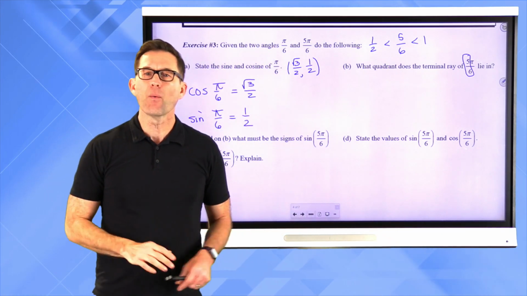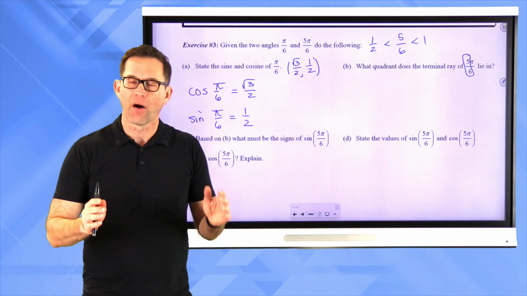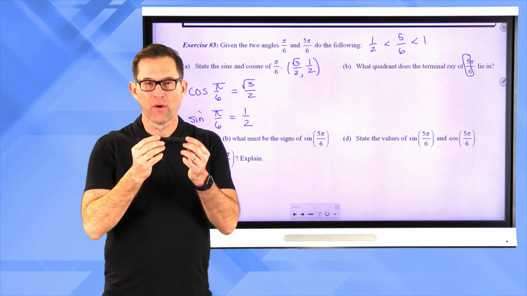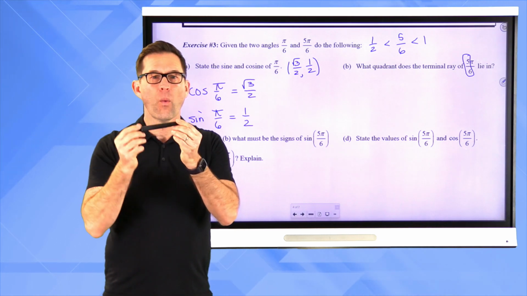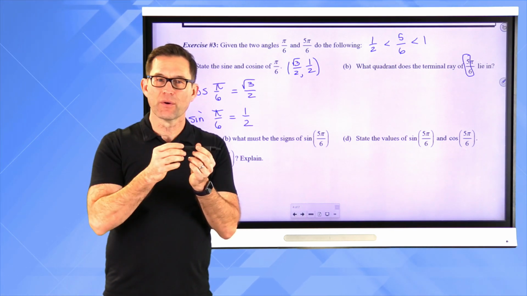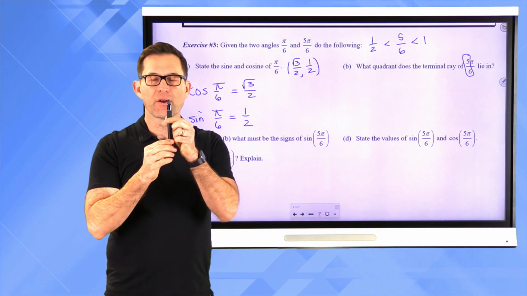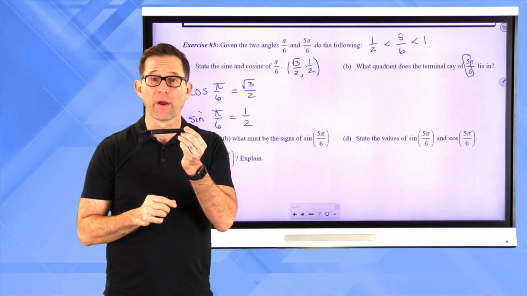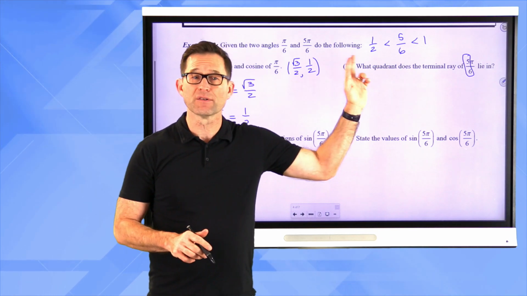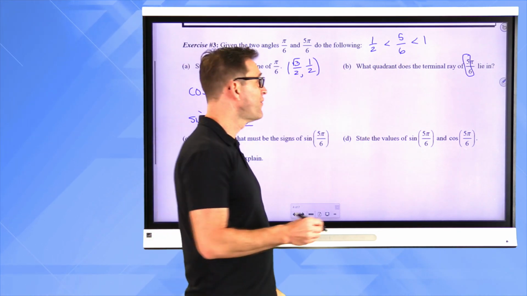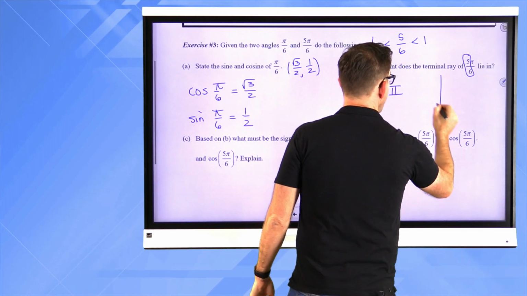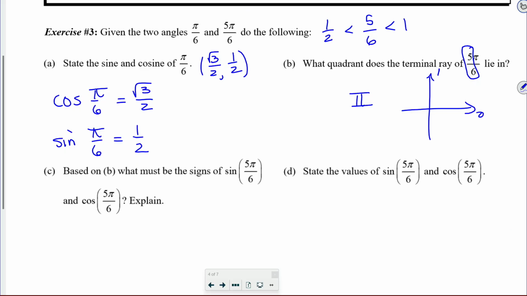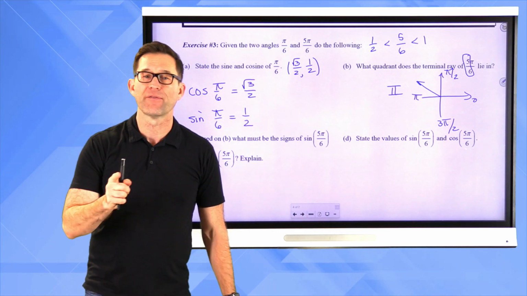And the reason that I want you to think about 1/2 and 1 is that on the unit circle, remember, 0, 1/2 pi, 1 pi. So 0 degrees corresponds to 0 radians, 90 degrees corresponds to pi over 2 radians, and 180 degrees corresponds to pi radians. So because 5/6 falls between 1/2 and 1, it must fall in quadrant 2. We've got this quadrant: 0, pi over 2, pi, 3 pi over 2. 5/6 has to fall between 1/2 and 1.